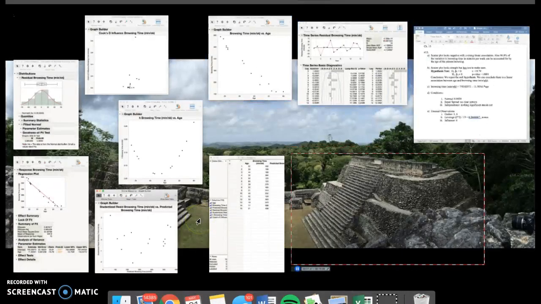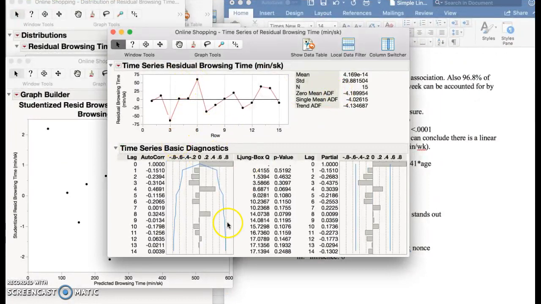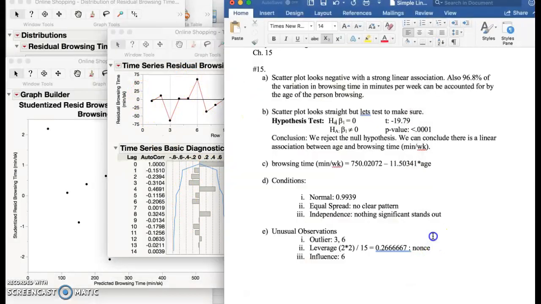Finally, we look at independence with the time series. This looks about right. Nothing comes out of this blue line. And while this does look a little funky, I don't think it's any cause for concern. And finally, I added the unusual observations because I think they're important to look at.